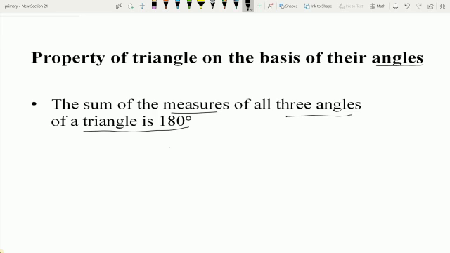स्टूडेंट्स, तीनों एंगल्स को ऐड करने पर हमारा आंसर 180 डिग्री नहीं आता है. इसका मतलब जो मेजरमेंट दिया है वो ट्रायंगल की डेफिनेशन को फुलफिल नहीं कर रहा है. So it means दिए हुए मेजरमेंट से ट्रायंगल फॉर्म नहीं होगा.